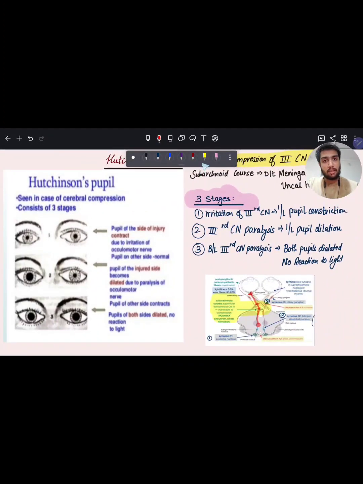The very first stage is when it is just irritating the third cranial nerve. The third cranial nerve is functioning well, but because of the pressure it is being irritated. So you will be having ipsilateral pupillary constriction, because the function of the third nerve is to constrict the pupil, and it is being irritated, so it will constrict the pupil. It will just act like a stimulation.